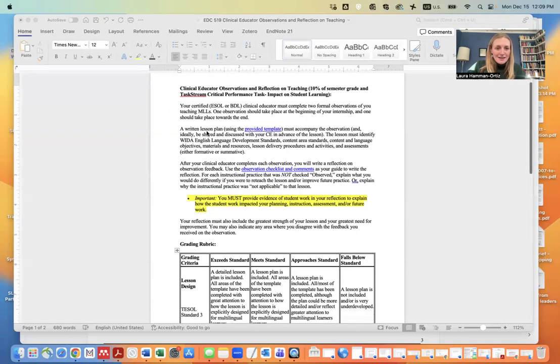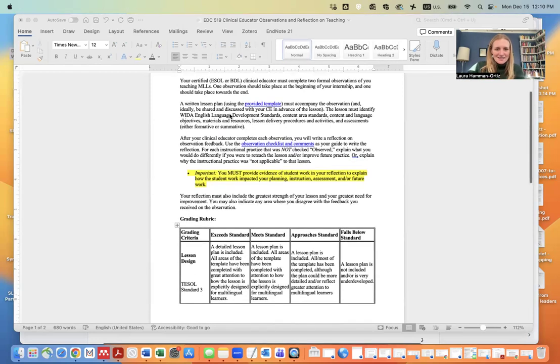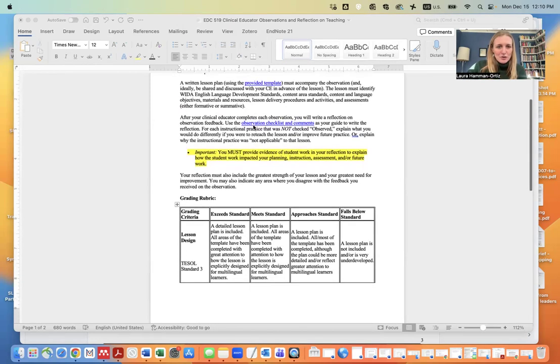So you will begin, as we've talked about in the previous video, with doing the planning itself. We have the template linked here and also on Brightspace, where you will be carefully thinking about what you'll be doing throughout the lesson to engage with and support your multilingual learners. Ideally, you would share and discuss this with your CE before the lesson, so you have a chance to get feedback and also to just have a thinking partner as you're moving into the lesson delivery. And this again mentions some of those specific things we're looking for.